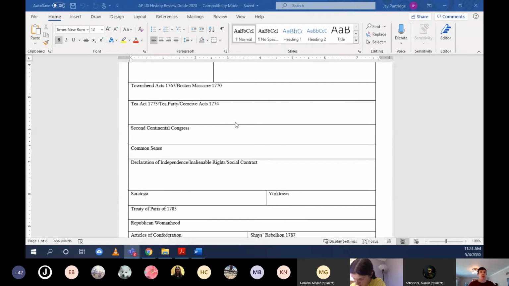It would meet right after the battles of Lexington and Concord. And it would be this body that would declare independence and also create the first form of government, the Articles of Confederation. And this was made up of patriots from all 13 states, all 13 colonies and then states.